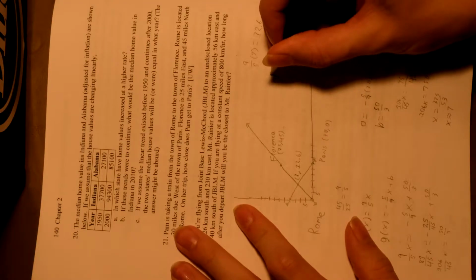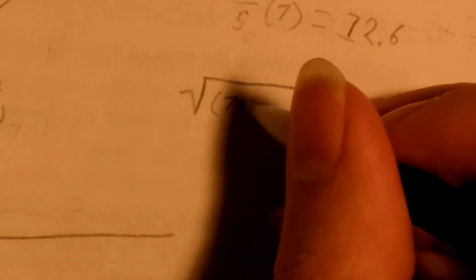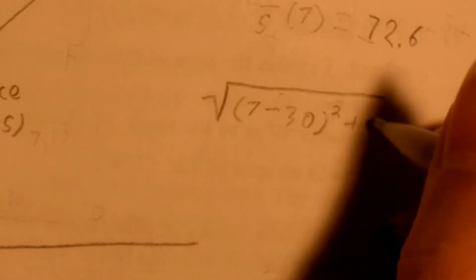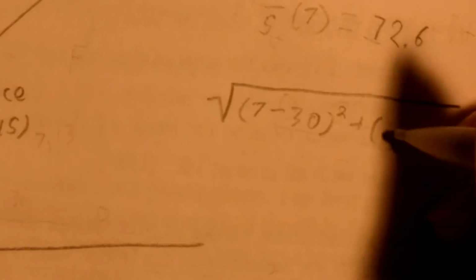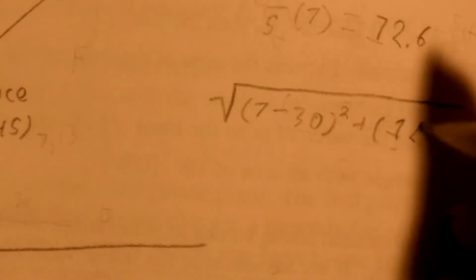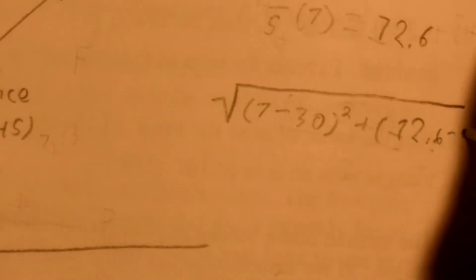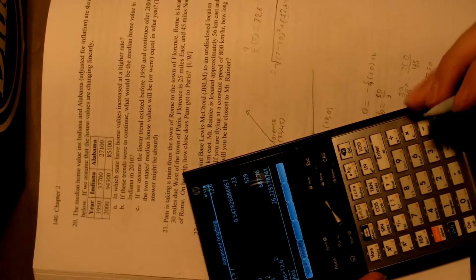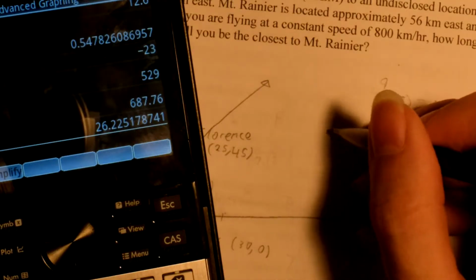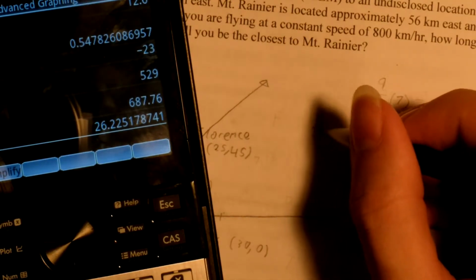Okay, the square root of 7 minus 30 squared plus 12.6 minus 0 squared. And that equals... Yeah, that's right. Comes out to about 26. It comes out to about 26.2 miles.